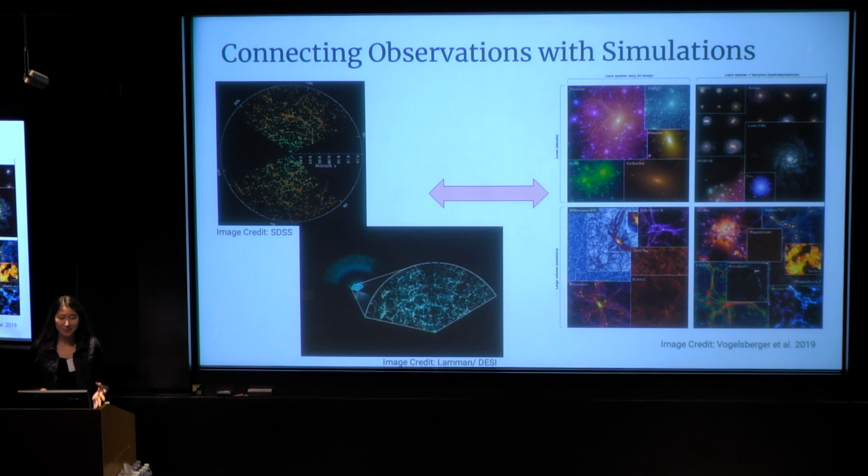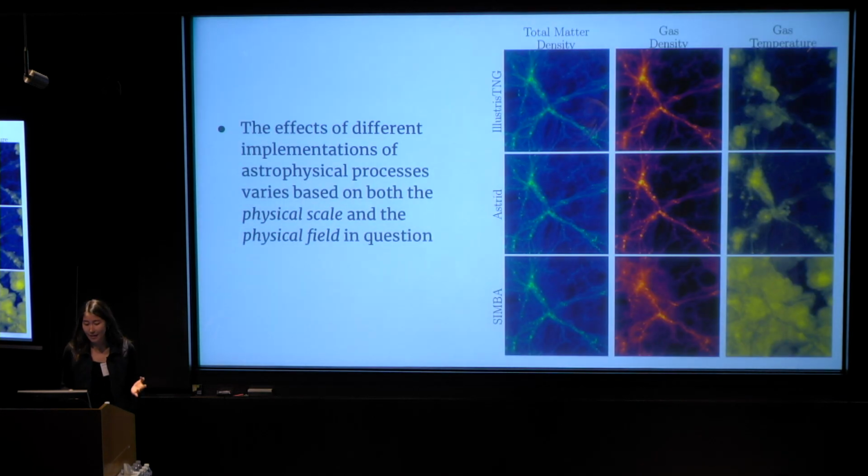Perfect. So the main motivation for this project is thinking about how to best connect cosmological observations and cosmological simulations and how to bridge the gap between the two, especially given the fact that different cosmological simulations use different implementations of astrophysical processes, and the effects of these different implementations are going to vary both on the physical field that we're looking at and also based on the physical scale in question. So while they might agree on the larger scales, there's probably going to be a lot more differences as we go to smaller and smaller scales.